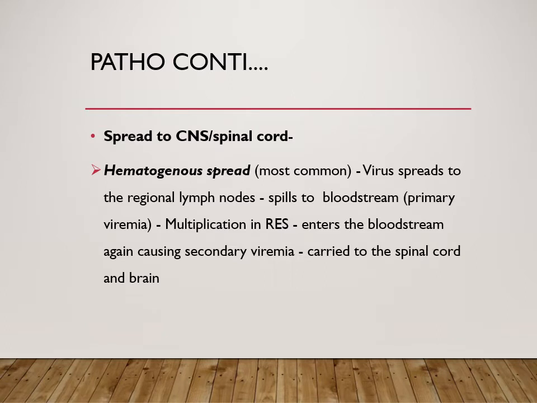Then from the blood, this virus will go to the reticuloendothelial system. Now what is this reticuloendothelial system? It consists of your spleen, lymph nodes and your liver. So they all are the reticuloendothelial system. There it reaches, multiplies, and again enters the bloodstream. So first it comes to the blood, then the RES, then again to the blood. This is the stage when the second fever comes, and it causes the secondary viremia. It is carried to the spinal cord and to the brain.